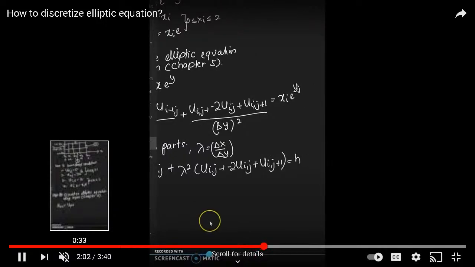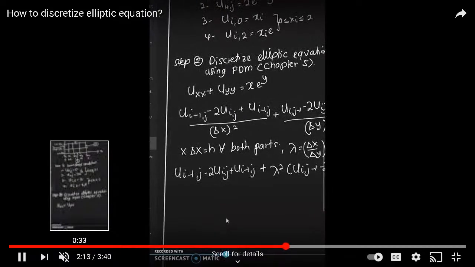So you can get a lambda. Lambda is delta x over delta y, all right. Since delta x and delta y are equal, lambda is equal to 1. Okay? So now the next step is you group the coefficients.